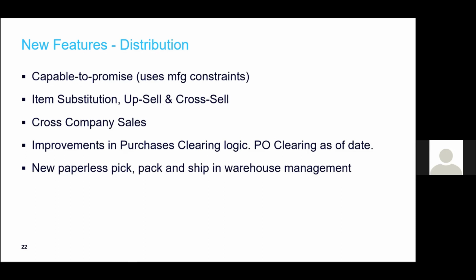Big improvements in the purchase order system as far as the concept of purchase clearing and purchase clearing as of date. One of those features that most ERP systems don't do very well. I think Acumatica does a pretty good job of that. And then new features in the warehouse management system for paperless pick, pack, and shipping.